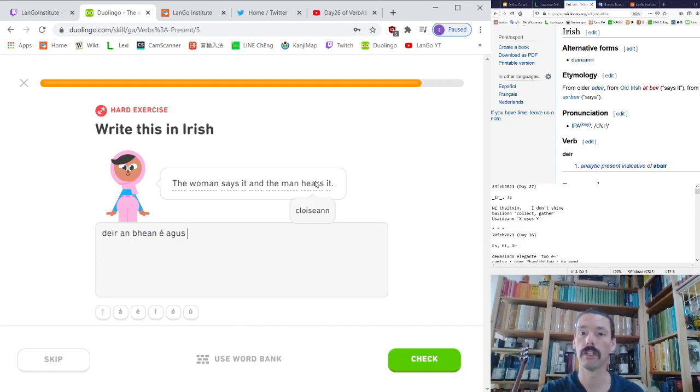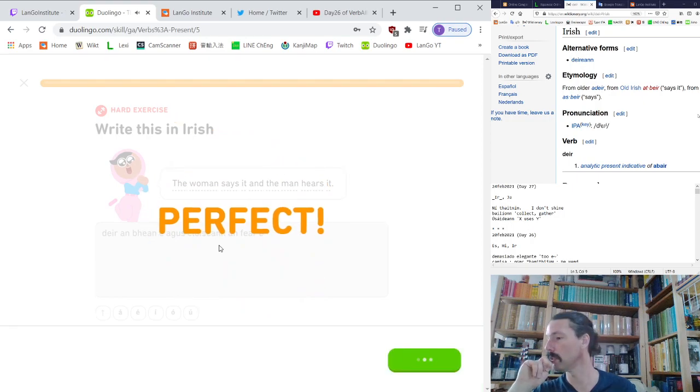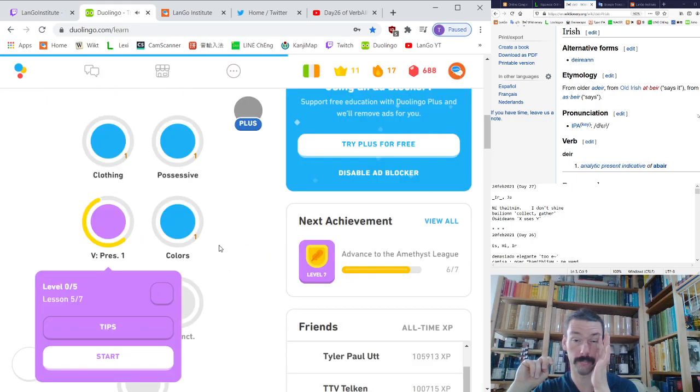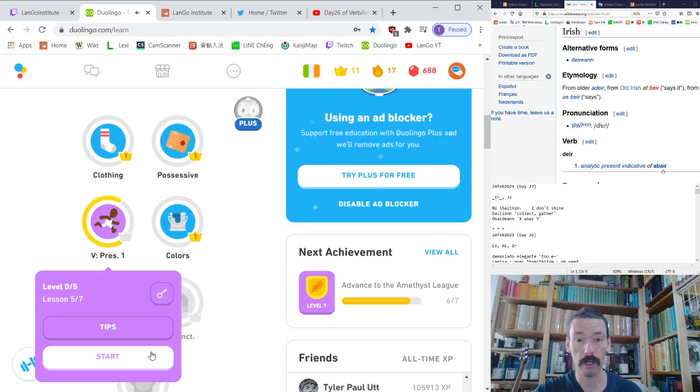Cloiseann, right? Cloiseann. That's just my little spelling pronouncer. Clochen is how the word actually sounds. Cloiseann an fear. Deir an bhean, agus cloiseann an fear. Feels so good to get it right. Not at all trivial, this Irish.